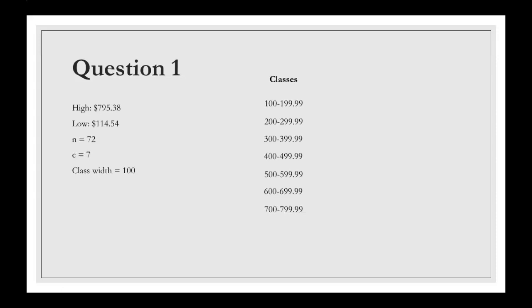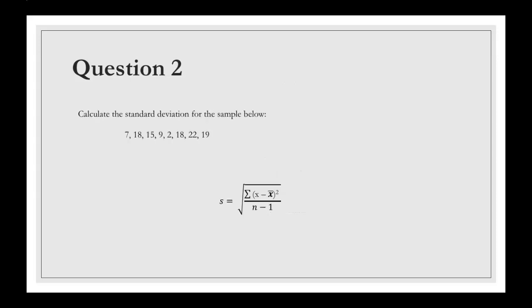So that's question number 1. Question number 2 is asking us to calculate the standard deviation for the sample below. So we're given a list of data points, right? 7, 18, 15 from a sample, and we need to find our standard deviation.